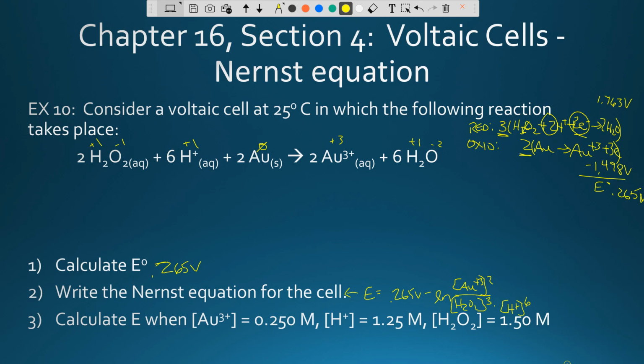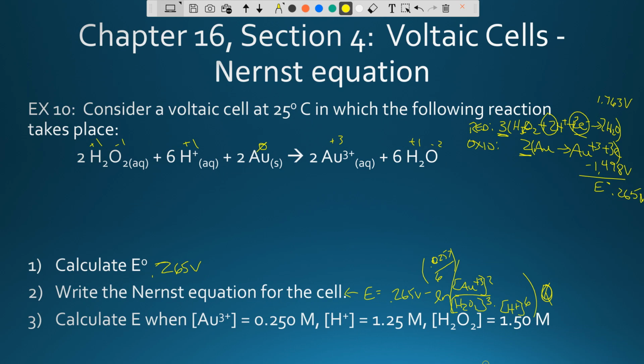And so what did I do? This is my Q value, isn't it? My Q value is basically that if I just plug it in. Okay, so I had a 0.265. What did I forget in here? I forgot to include the constant of 0.0257 divided by the number of electrons in there. Okay, so make sure we've got those pieces in there and we're ready to go.